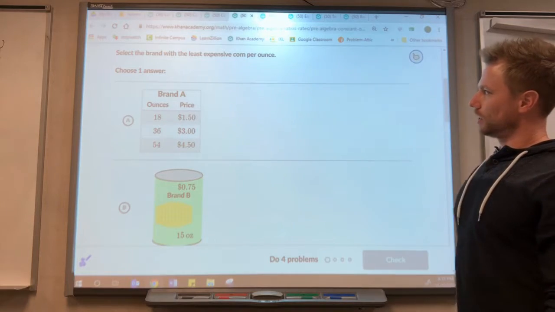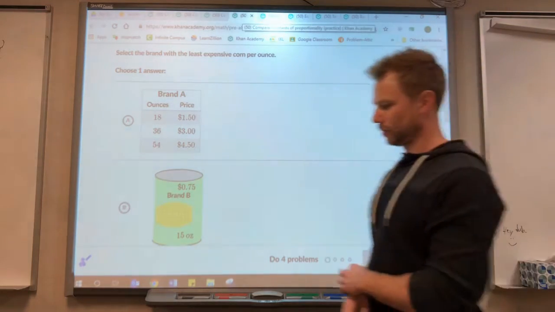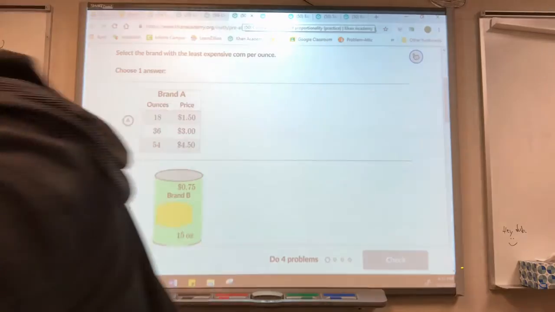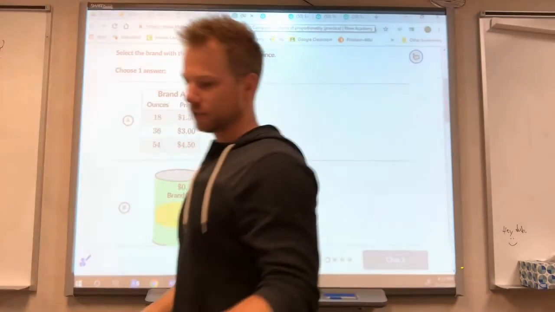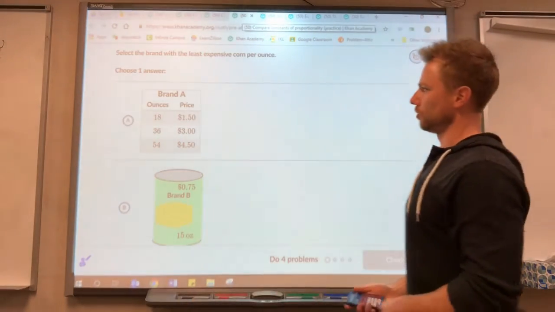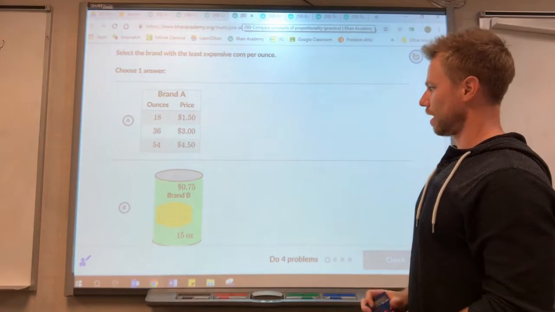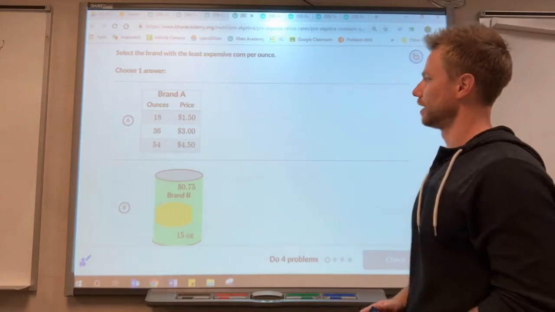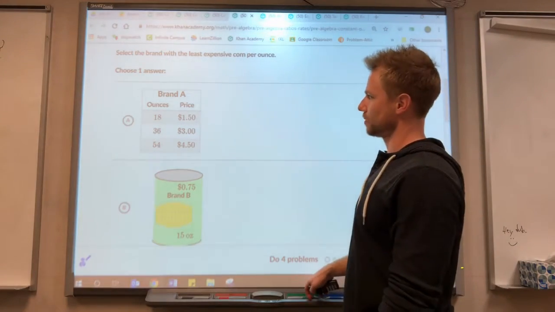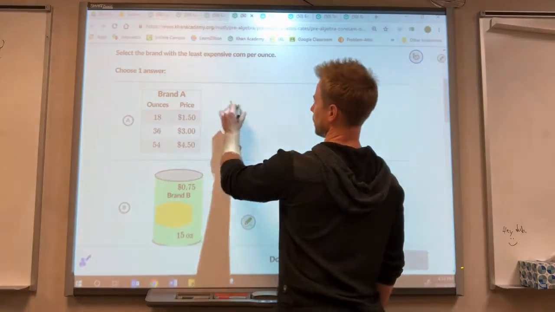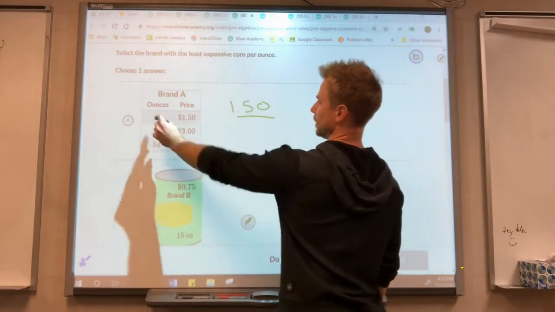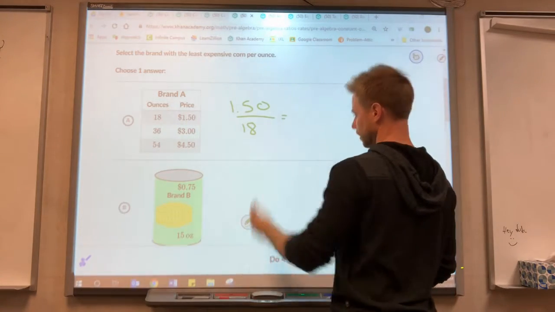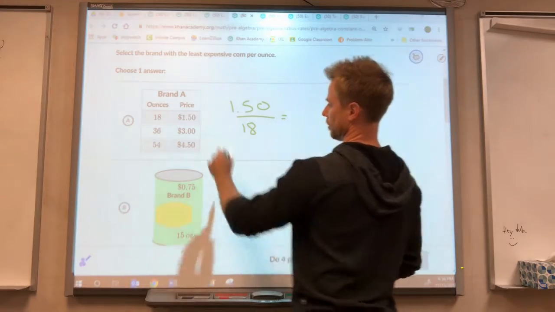Okay, select the brand with the least expensive corn per ounce. So what we're doing here is we are finding the constant of proportionality, also called the unit rate. How we can do that is we can just divide. We want to figure out the price per ounce, so we're going to take the price, $1.50, and divide by how many ounces there are. That's going to give us the unit rate.